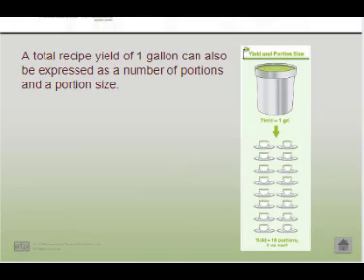Portion size is the amount of a food or beverage item that is served to an individual person. Portion size is related to yield. For example, a soup recipe that yields 1 gallon can also be said to yield 16 portions of 8 fluid ounces each.